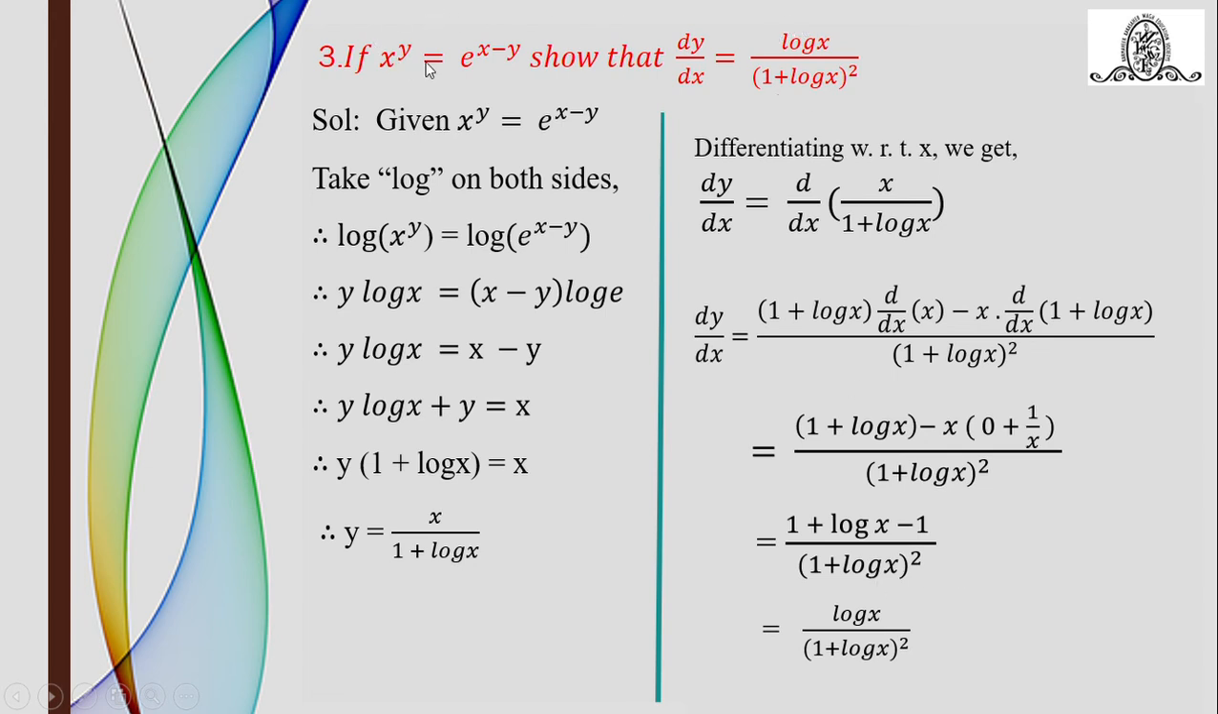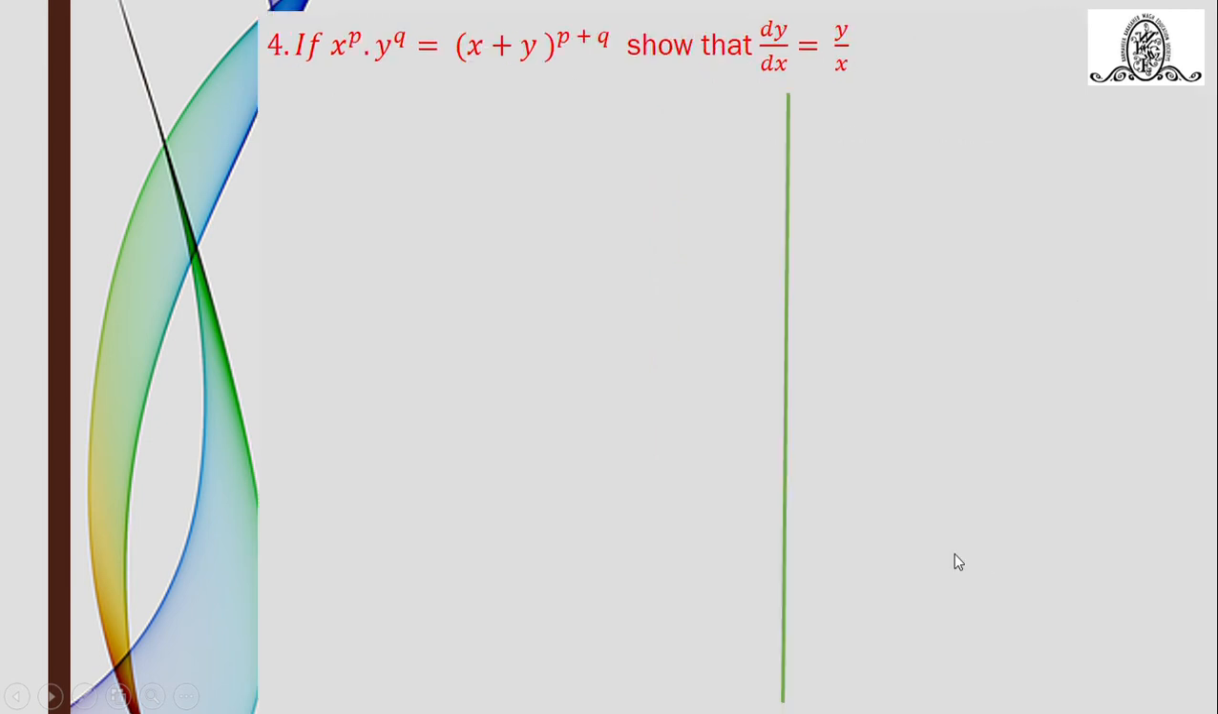Fine. So this way also you can solve an implicit function if it is in variable raised to variable form. Don't forget to take logarithm there first.